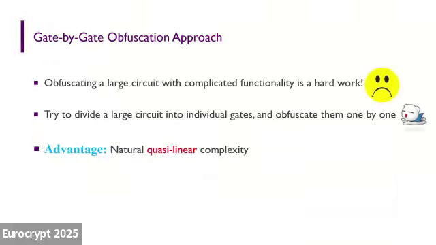The next topic is the technical overview. Obfuscating a large circuit with a complicated functionality is indeed hard work. In order to achieve efficient I/O, we may try to divide the gates into individual ones and obfuscate them one by one. The advantage of this approach is a natural cosilinear complexity, no matter what internal obfuscation algorithm we use.